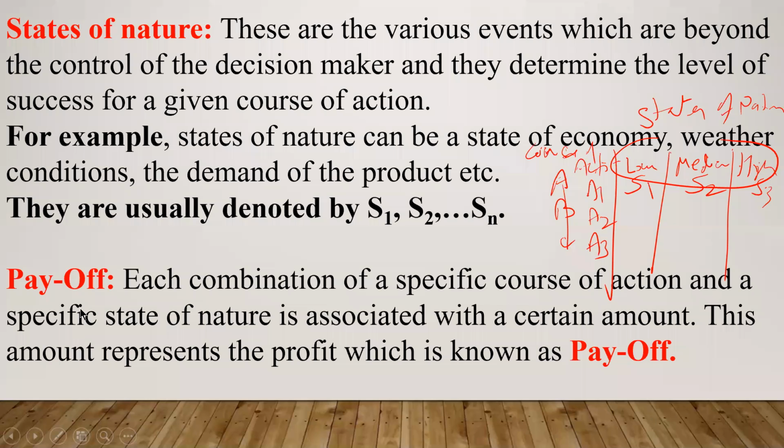Now what is payoff? Each combination of a specific course of action and a specific state of nature is associated with a certain amount. This amount represents the profit, which is called as payoff. So what is payoff? Corresponding to every course of action and every state of nature. Suppose action A1 is selected or the product A1 is selected and the demand is low. What is the profit gain? So this figure here. Similarly, with respect to A1 and demand medium S2, what is the profit? So these profit figures are called as payoff.